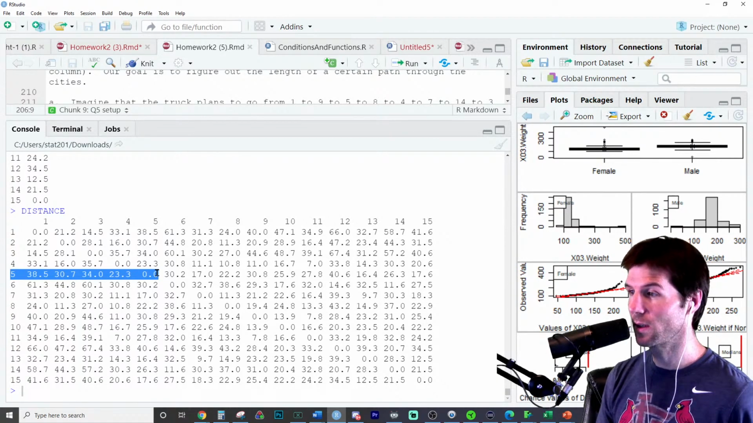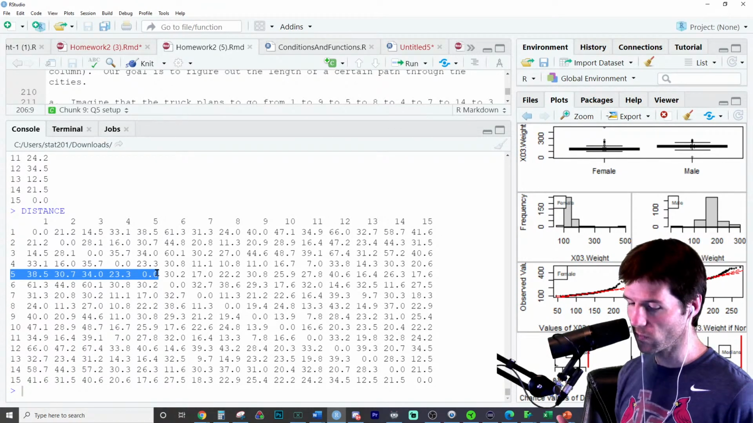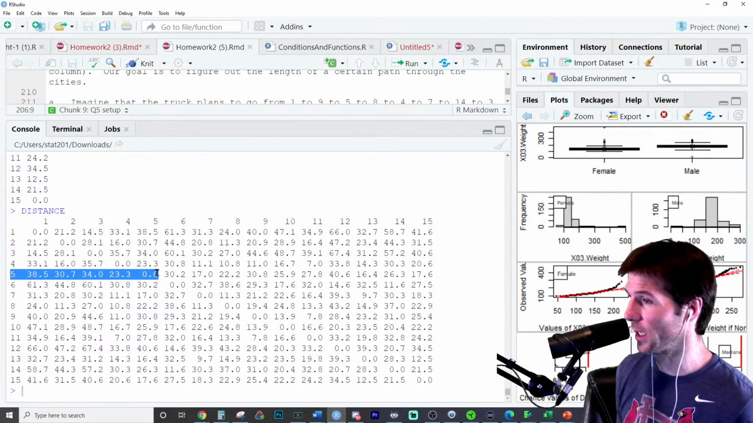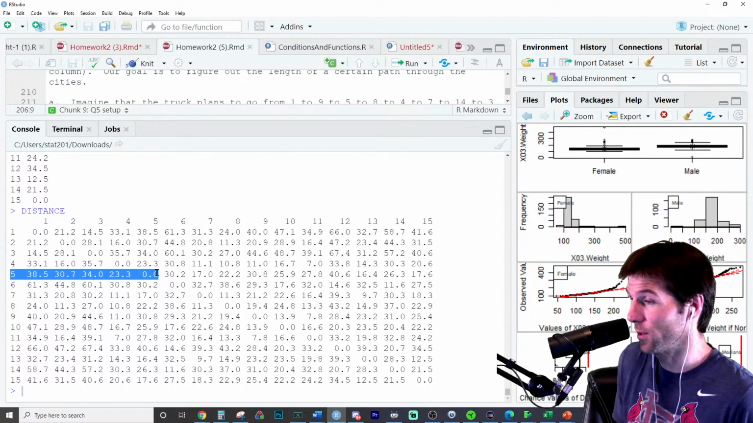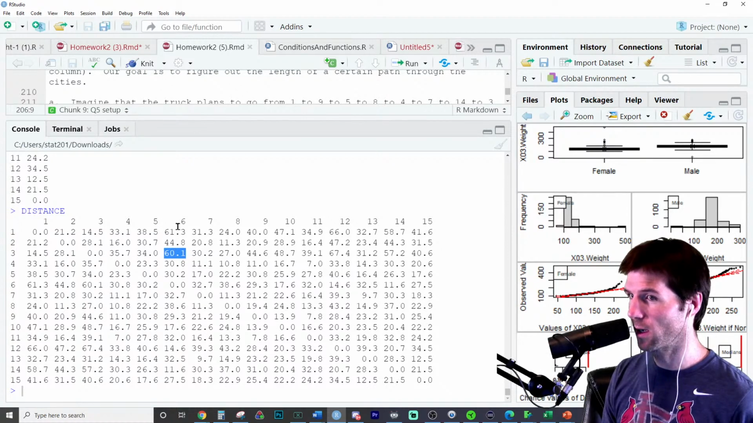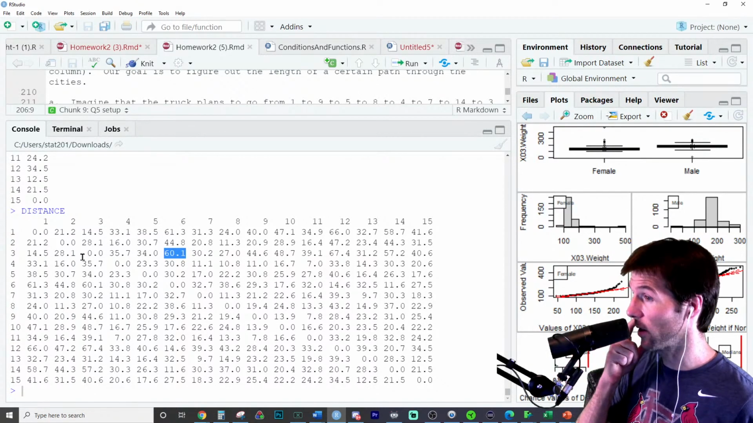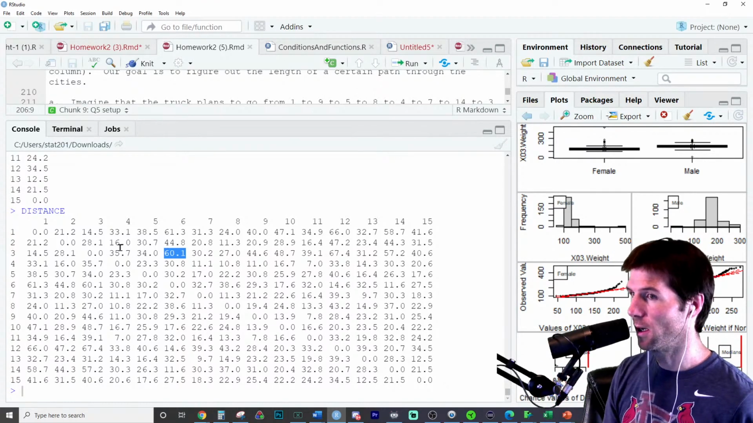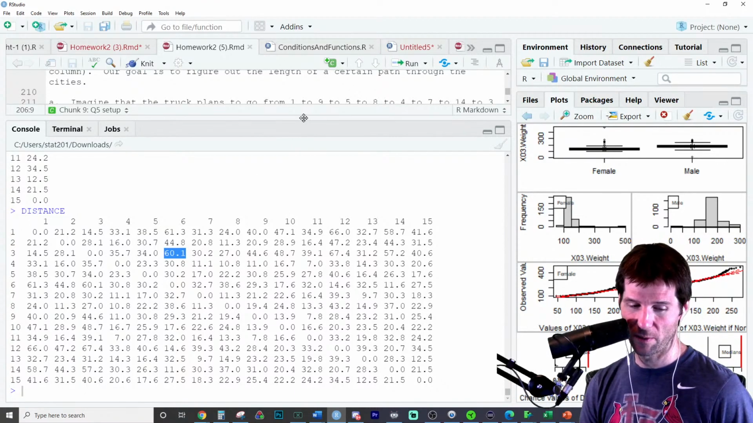The answer is because it's the same city. So there's no distance between Kingsport and Kingsport. And so we can see where the larger distances are. 6 and 3 have farther distances from each other. How far is Kingsport from Johnson City? I don't know, is that about 60 miles? It's more like 20, right?